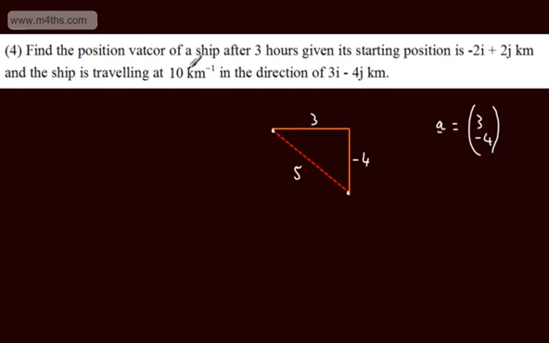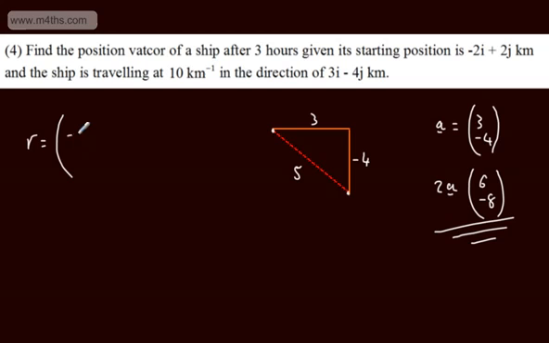But this is moving with 10 kilometres an hour. So one way we could do this is to simply scale it up and have 2 lots of A, which gives me 6, minus 8. So if I've got this position vector, we can say R will be equal to where we started, which is minus 2, 2, plus 10 kilometres an hour. So all I've done is scale this up.